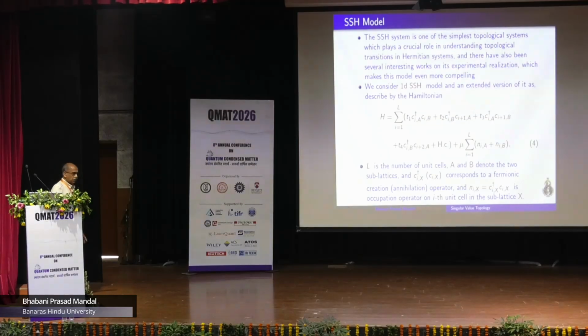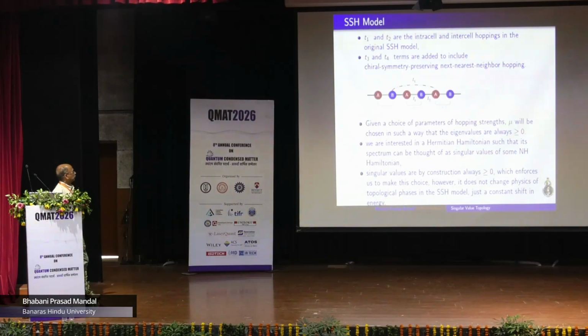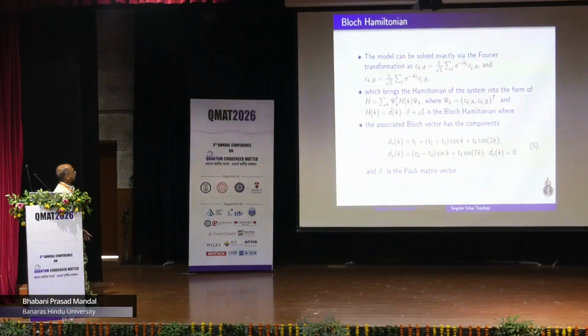Okay, now we consider the simplest possible topological model, which is the one-dimensional SSH model, and we don't need any introduction to this model for this community. The only thing I want to emphasize is that we add a constant diagonal term just to make the eigenvalues positive definite, because we want a non-Hermitian matrix whose singular values are the square root of this matrix. So it has to be positive definite. That is why we add it. That is the SSH model.